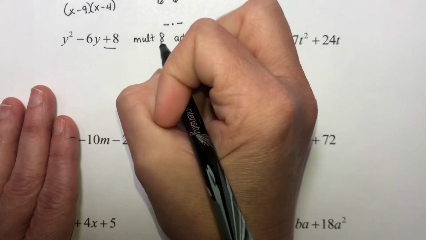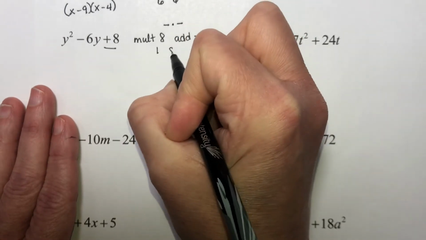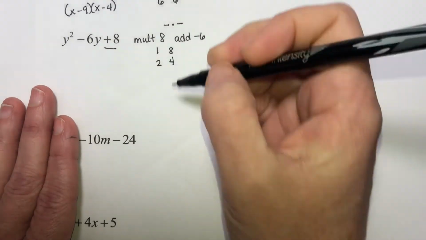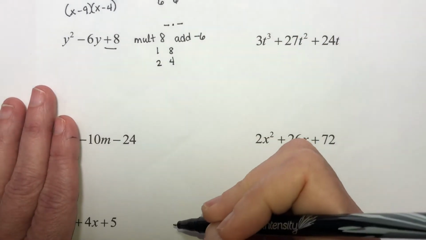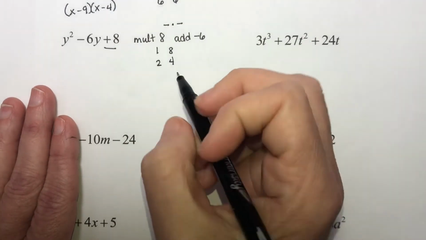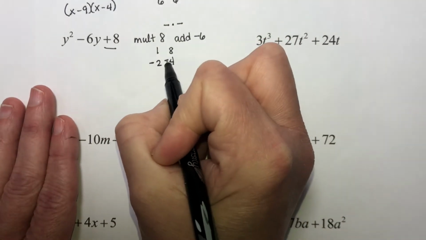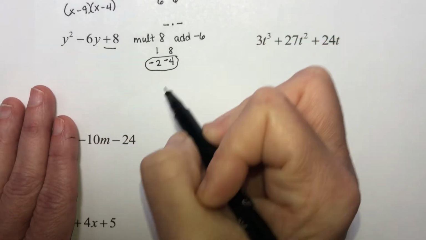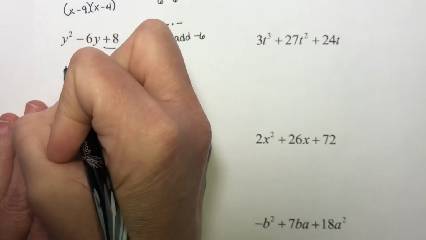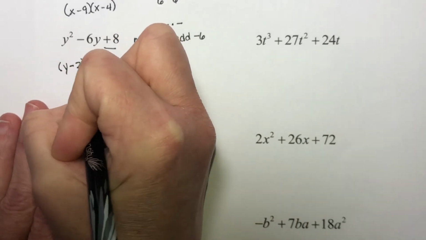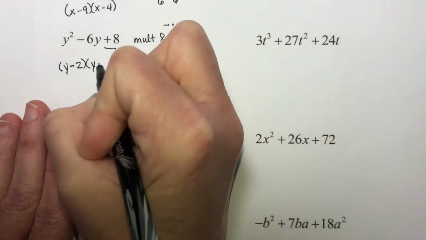Let's multiply to 8. That would be 1 and 8. 2 and 4, 3 does not work, 4 is already listed. If I make both of these negative, I get a negative 9 when I add them together. However, if I make both of these negative, they do multiply to a positive 8, and they add to a negative 6. So my answer would be y minus 2 times y minus 4.